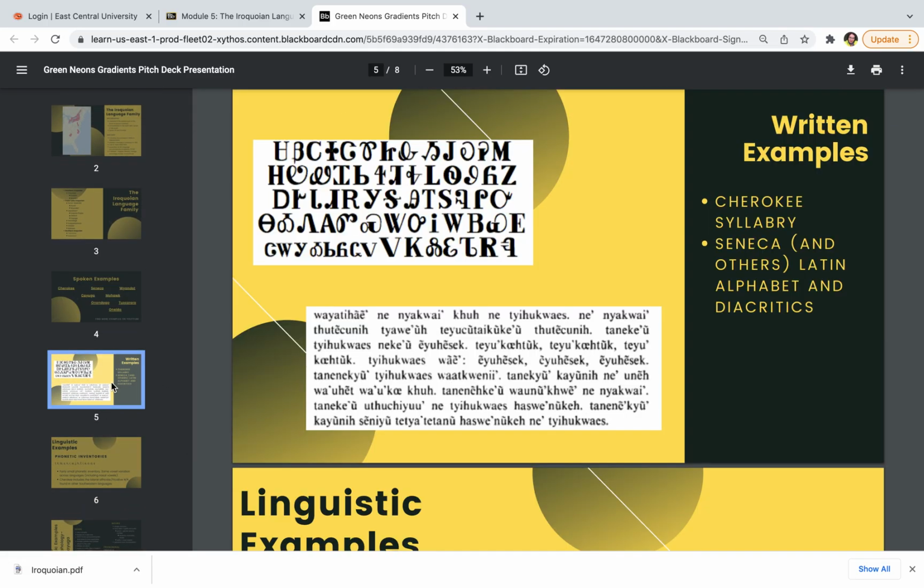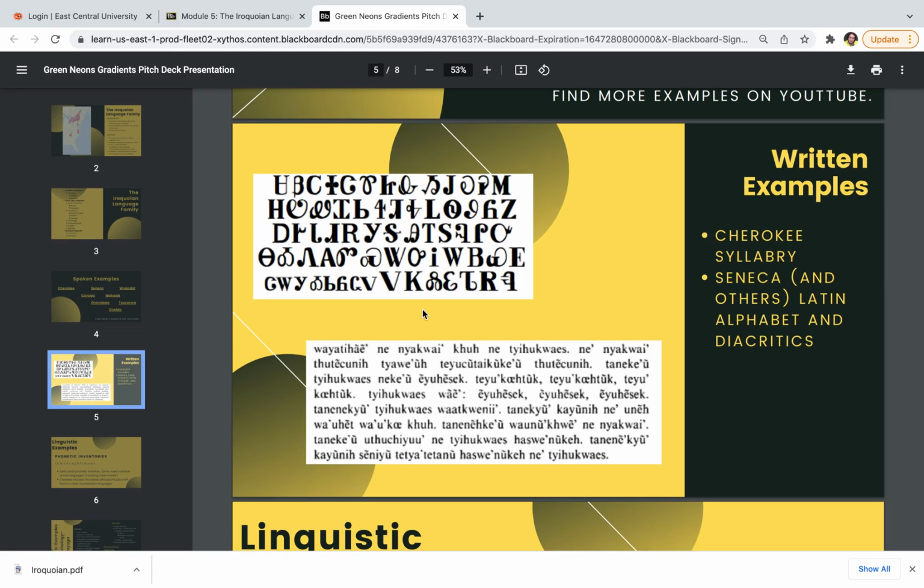So now we have written examples of the Iroquoian languages. And the most famous of which is going to be the Cherokee syllabary. The Cherokee syllabary was created by a Cherokee man, Sequoia, and the syllabary represents the sounds, both a consonant and a vowel together. That's a syllabary. It represents two sounds, a consonant and a vowel, or just a vowel. And so the syllabary has been used for a very long time. There are materials written just in the Cherokee syllabary.